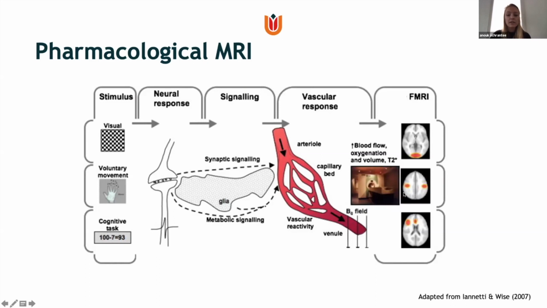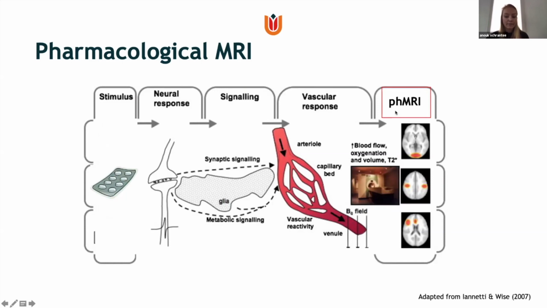This vascular response we can then measure with fMRI, typically with BOLD fMRI. For pharmacological MRI, instead of a cognitive or sensory stimulus, we provide a pharmacological stimulus, or a challenge, if you will. This pharmacological challenge will bind to its target receptor and elicit, again, a neural response, and through neurovascular coupling, also a vascular response. When we measure this vascular response, we call this pharmacological MRI. In our case, we used methylphenidate as a challenge in order to obtain a proxy measure of dopamine function. And we used arterial spin labeling to measure the cerebral blood flow response, so the vascular response here.